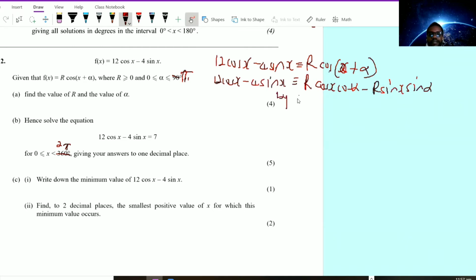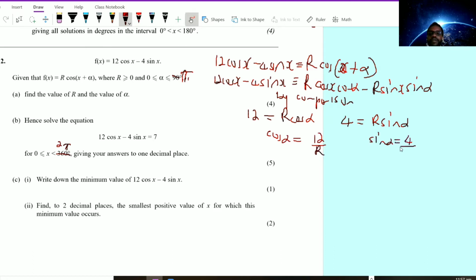All right, so by comparison, look at what is multiplying the cos x on the left, and what is multiplying the cos x on the right. On the left, you have 12, that's the coefficient of the cos x. On the right, you have r and cos alpha. So you're going to have r cos alpha. What about the sin x? Since you have both minus signs in the middle, we don't have to pay attention to the minus sign. We just simply need to say that 4 is equal to r sin alpha. Now, if 12 is equal to r cos alpha, we can agree that cos alpha is equal to 12 over r. Likewise, sin alpha is equal to 4 over r.